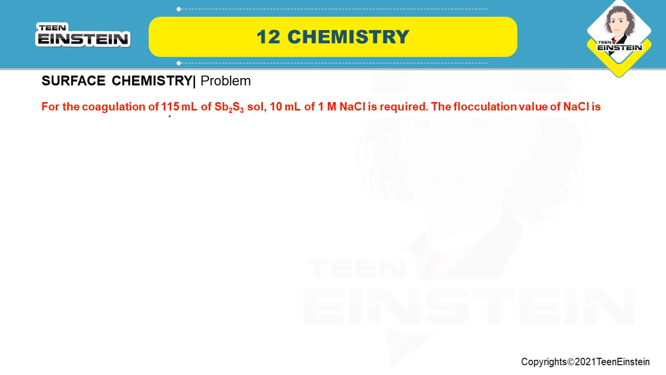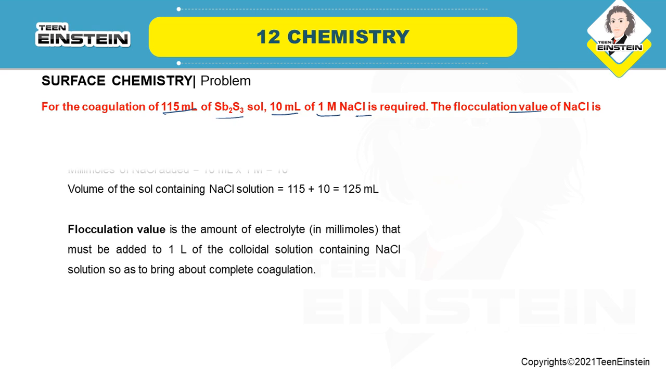For the coagulation of 150 ml of Sp2H3 sol, 10 ml of 1 molar NaCl is required. We have to find the flocculation value of NaCl. So remember the definition: flocculation value is the amount of electrolyte in millimoles that is required per 1 liter of the colloidal solution so as to bring about complete coagulation.